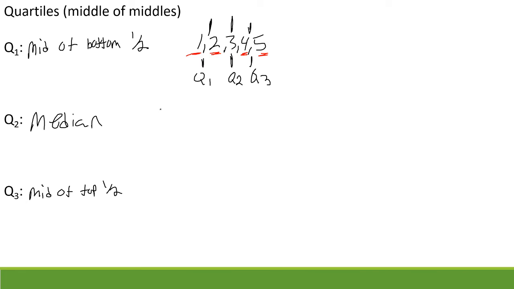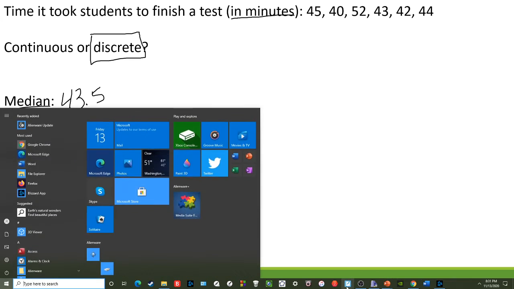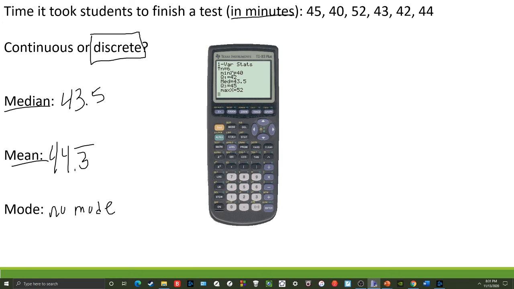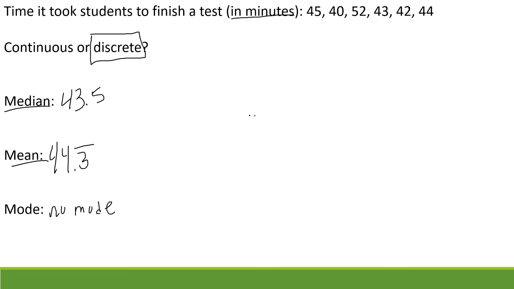So if I wanted to make a box plot of my previous data set right here, what I would do is I would get these 5-number summaries. So 40 and 52 would be my min and my max. So my box plot looks something like this. So here's 40, 41, 42, 43, 44, 45, 46, 47, 48, 49, 50, 51, 52, 53, 54, 55. Okay? So I know my minimum is at 40 and my maximum is at 52.